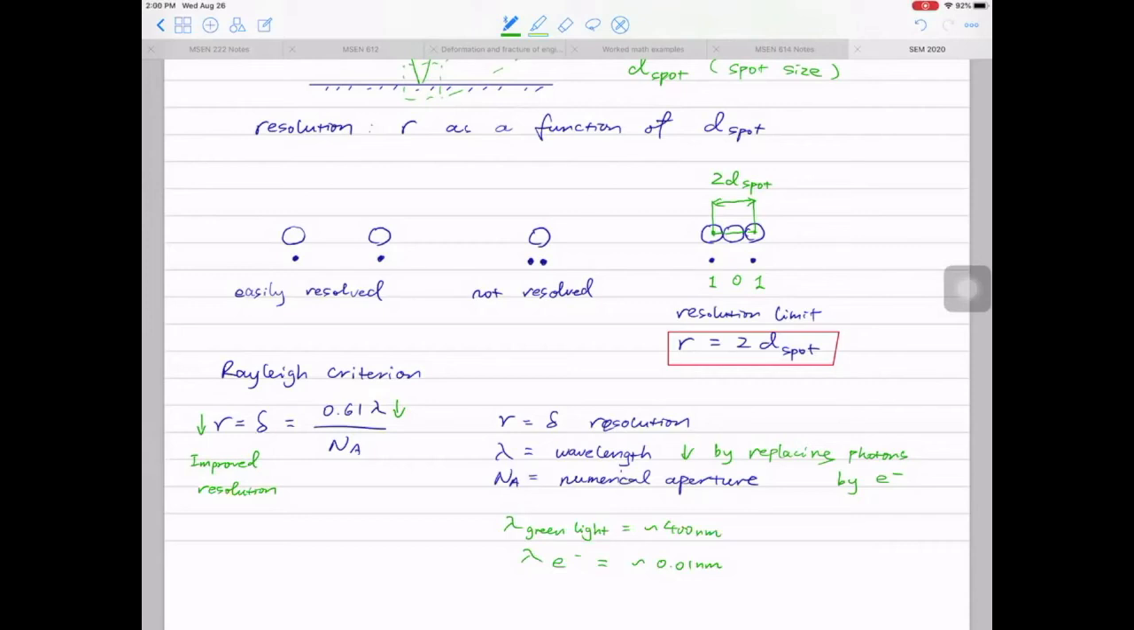That's why using electron microscopy, you can resolve a lot of features which cannot be resolved using an optical microscope. There is a physical limit. By replacing photons by electrons, you're breaking the physical limit.